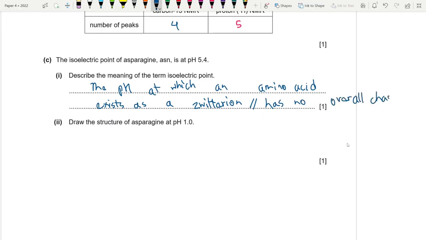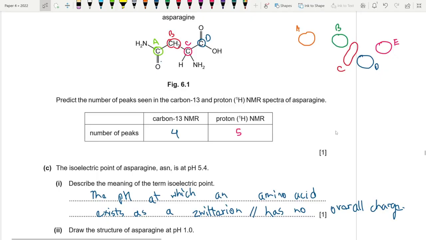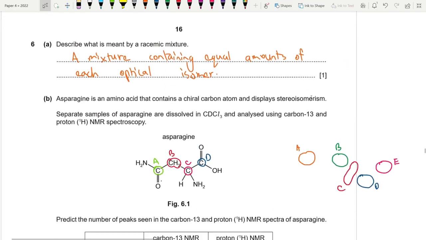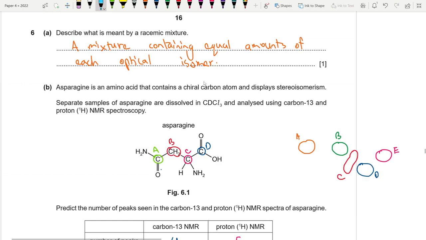Okay, both work. So I'm going to teach you something, never forget. At pHs below the isoelectric point, the amino acid will have a positive charge, and at pHs above it, it will have a negative charge. So the isoelectric point is actually 5.4. Now we're asked to draw it at 1. So at the isoelectric point, it's basically like this. This NH2 will, okay, that's the R group.